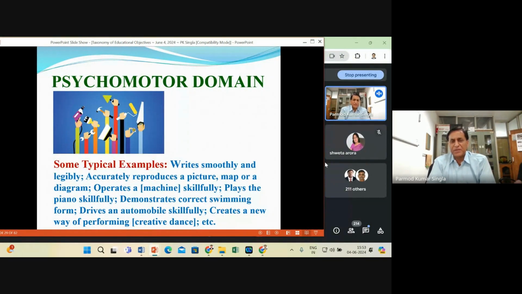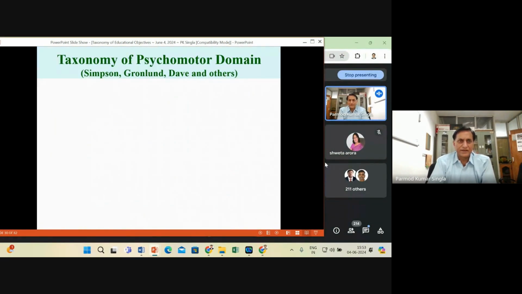Some of the typical examples are writing. I'll come down to these examples a little later. Okay, let us try to understand. Benjamin Bloom didn't give the taxonomy for the psychomotor domain. It was Simpson, Dave, and many other people, Harrow for example, many of the scientists and philosophers in pedagogy, who put forth this taxonomy.